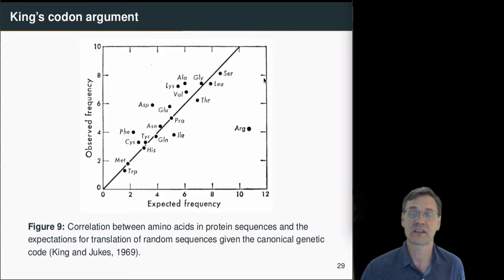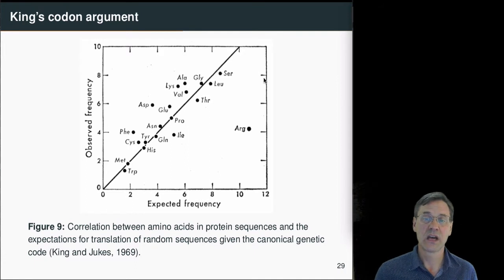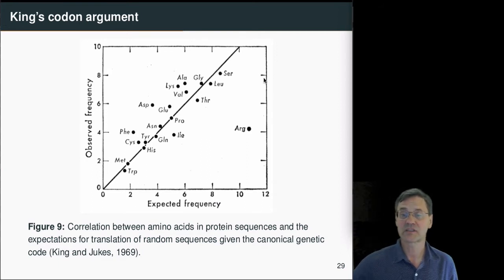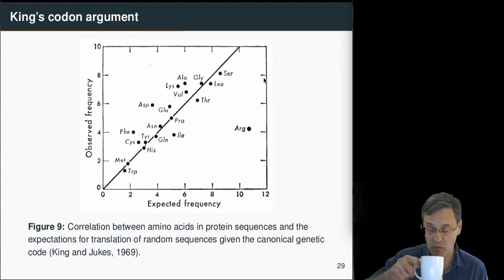And this expected effect is actually seen in evolution. It's well known in molecular evolution that there's this correlation, and this goes back to the 1969 article by King and Jukes, that the frequency of amino acids in protein sequences correlates strongly with the frequency expected from applying the genetic code to randomly generated sequences.